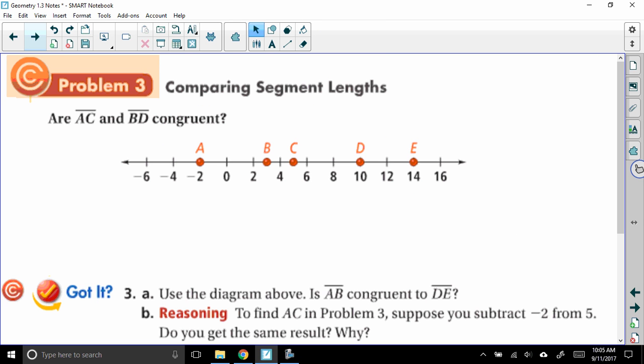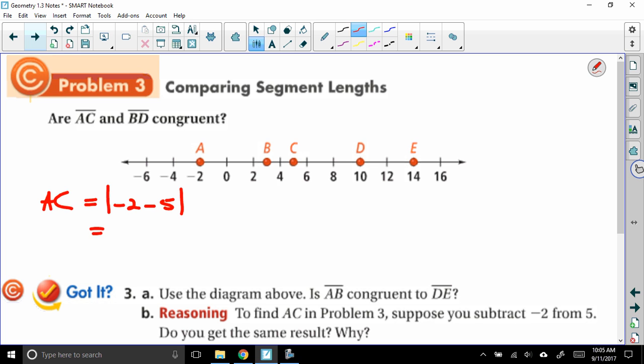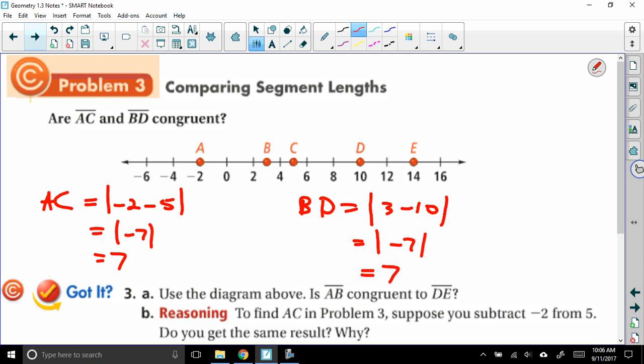Problem 3, comparing segments. Are AC and BD congruent? Well, to find that out, we would need to find AC. Watch this. AC, no hat, would be the absolute value of -2 minus 5. It's the absolute value of -7. That's 7. BD would be the absolute value of 3 minus 10. That's the absolute value of -7, which is 7. So AC and BD have the same length. So are they congruent? Of course they are. Yes. Okay. Got it.